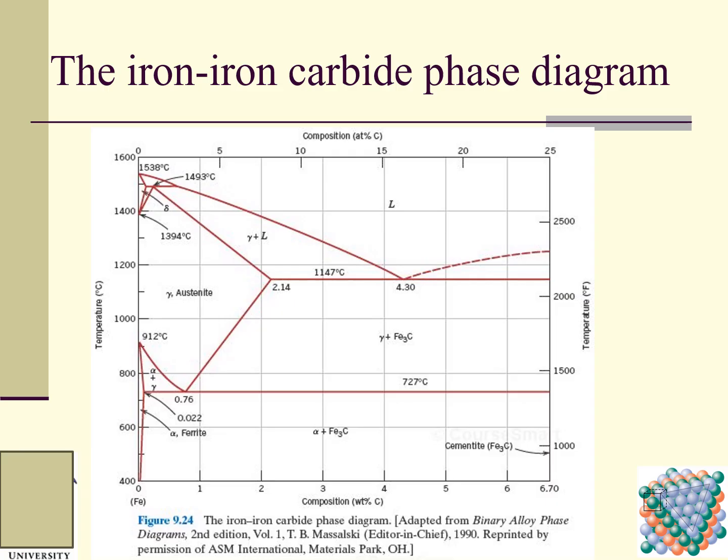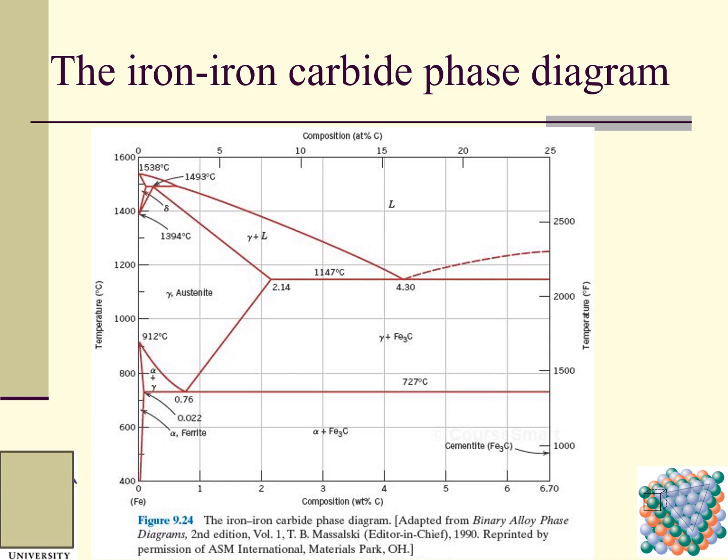You can see here 727 degrees C, right? And here is 0, this is 6.70. From there to here, here is a liquid, and this is gamma plus liquid. And here is austenite. Here is the highest temperature, 1538 degrees C, and this is 1493 degrees C. Here is the delta phase. And here is 912 degrees C.